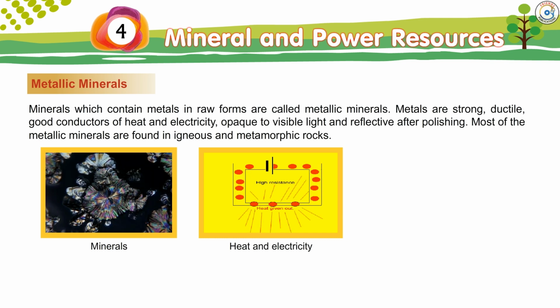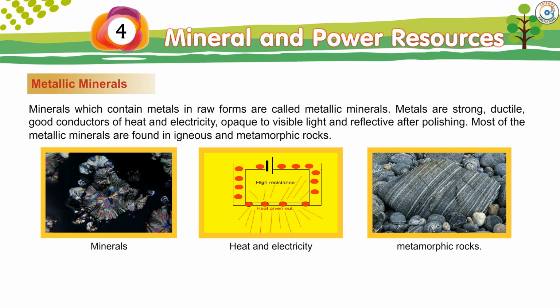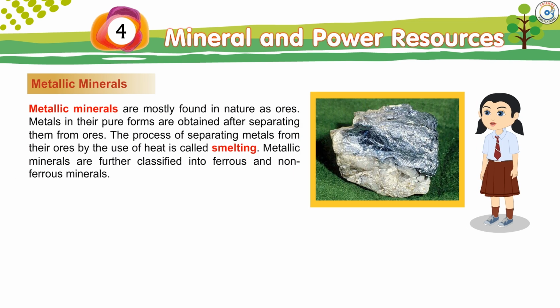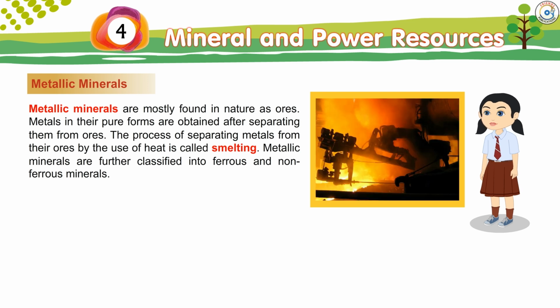Most of the metallic minerals are found in igneous and metamorphic rocks. Metallic minerals are mostly found in nature as ores. Metals in their pure forms are obtained after separating them from ores. The process of separating metals from their ores by the use of heat is called smelting. Metallic minerals are further classified into ferrous and non-ferrous minerals.